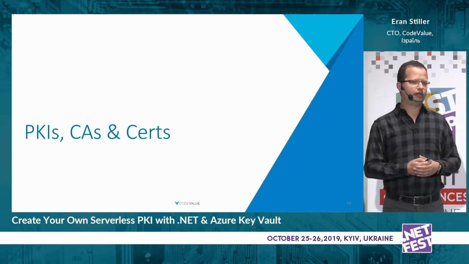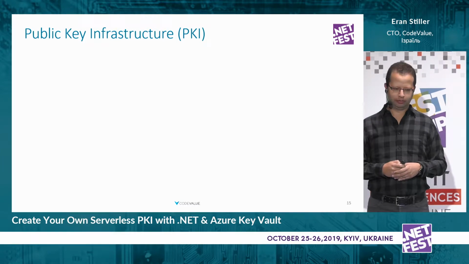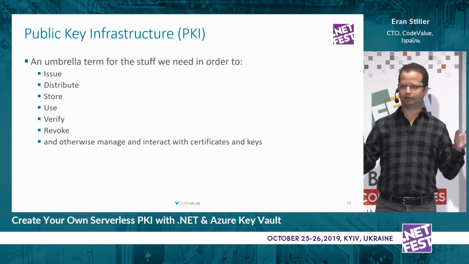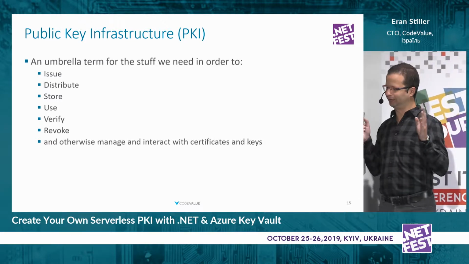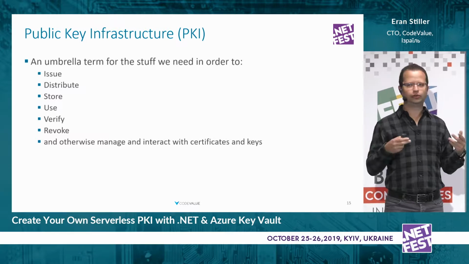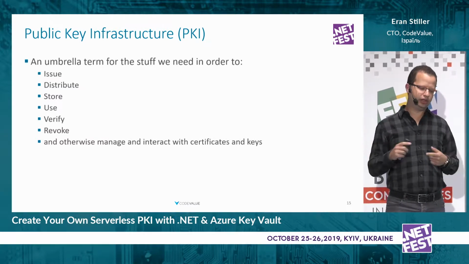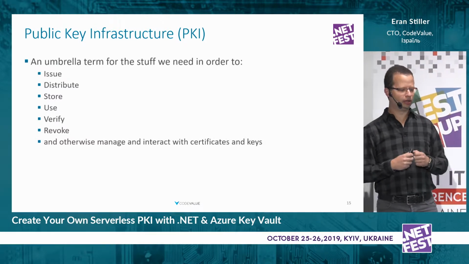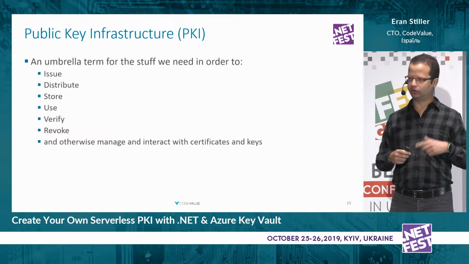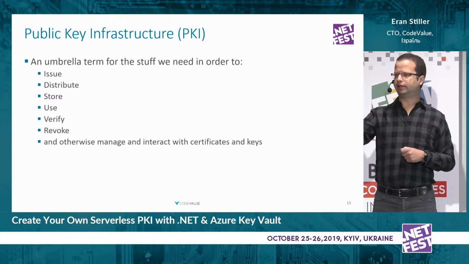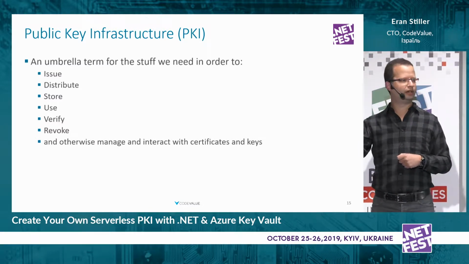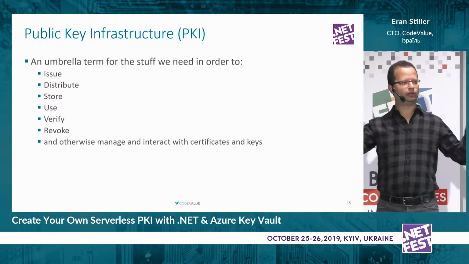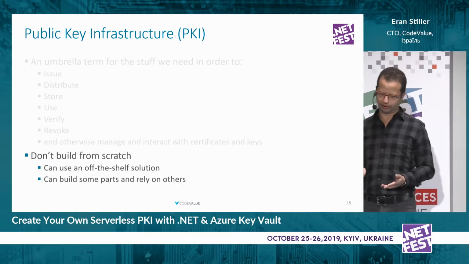So what is a public key infrastructure to begin with? A public key infrastructure is basically an umbrella term of stuff, okay? This is the best term to describe it, of stuff that we need in order to issue certificates. It can be to issue them, to send them to the destination, to the devices and install them, to store them on the device, to use them, to revoke them, to alert someone that the certificate is about to expire, to monitor it, and so on. So PKI is an umbrella term for everything that we need in order to handle the certificates.